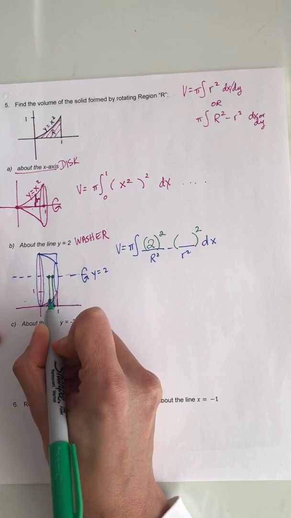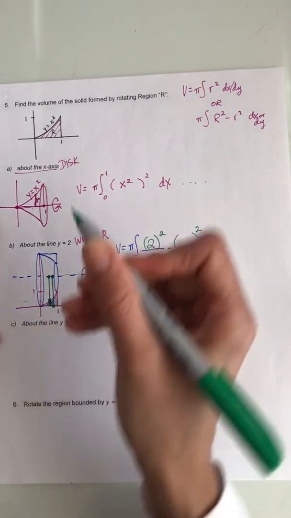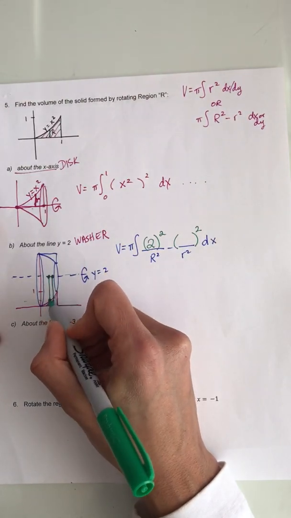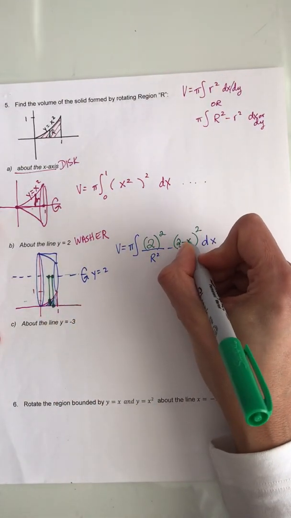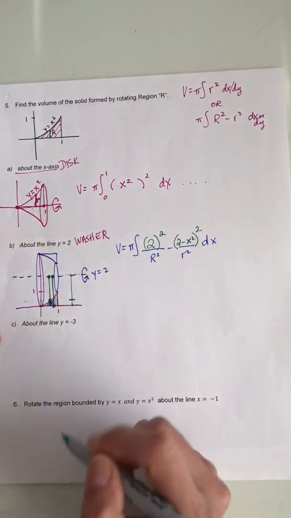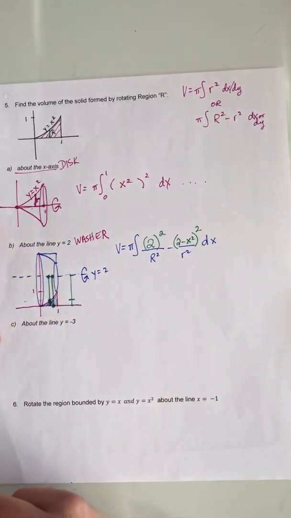What is this piece? This tiny little piece? It's x squared. So the shorter radius is 2 minus x squared. It's this length minus this much, which is x squared. That's the setup for that one.